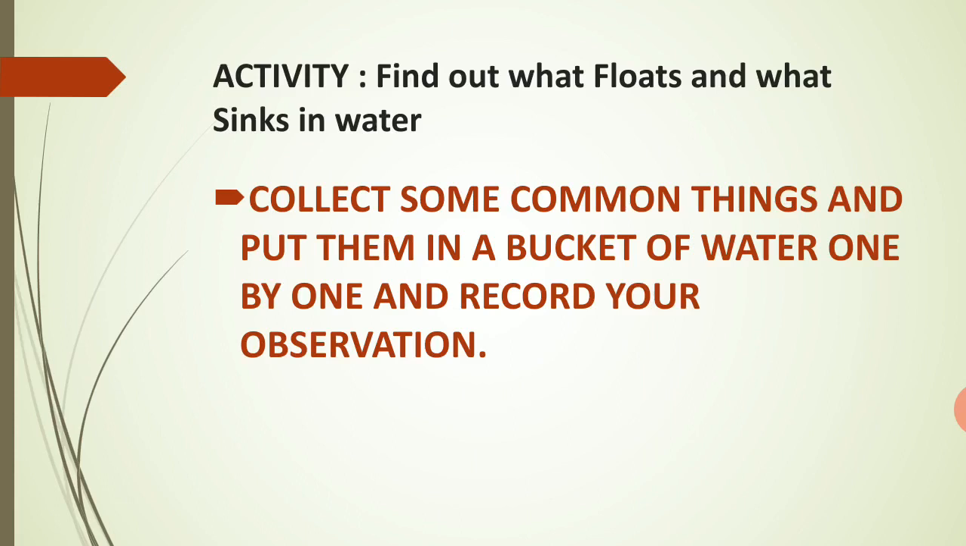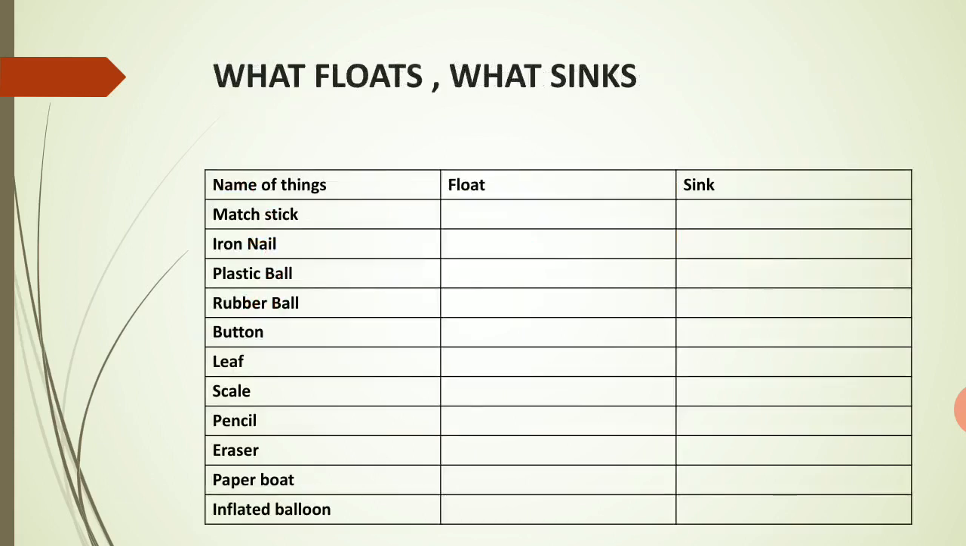Now one activity we will do: find out what floats and what sinks in water. For this you have to collect some common things and put them in a bucket of water one by one and record your observation. Here is a list of a few common things which you can find in your house also, like matchstick, iron nail, plastic ball, rubber ball, buttons, leaf, scale, pencil, eraser. You can make a paper boat also, and you can fill air in a balloon, that is called an inflated balloon. Put these things one by one in a bucket of water and find out what floats and what sinks.